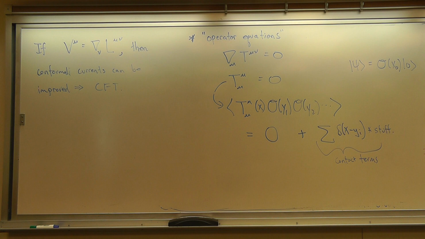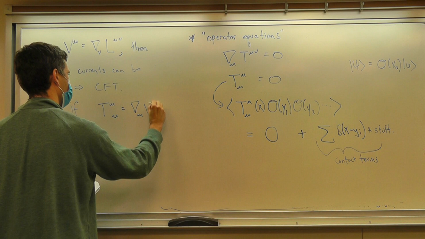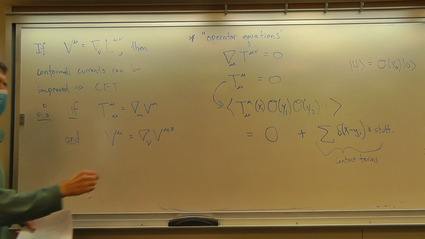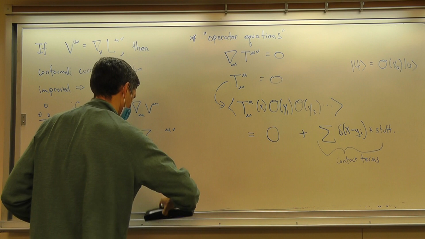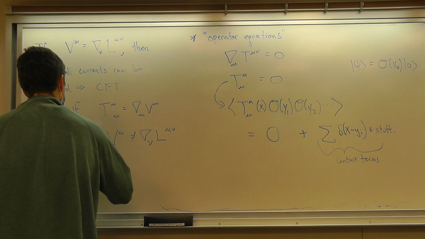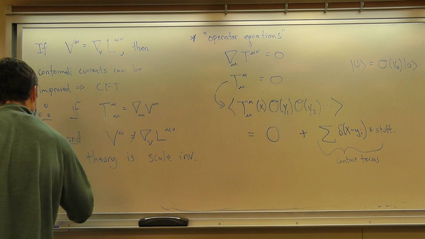So the conclusion is the following. If both trace T is equal to grad_mu V^mu, and V^mu is not equal to a total divergence, sorry, L. So if T is a total divergence, but V is not a total divergence, then the theory is scale invariant, but not conformally invariant.